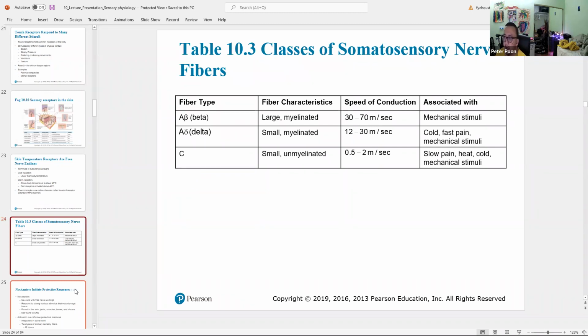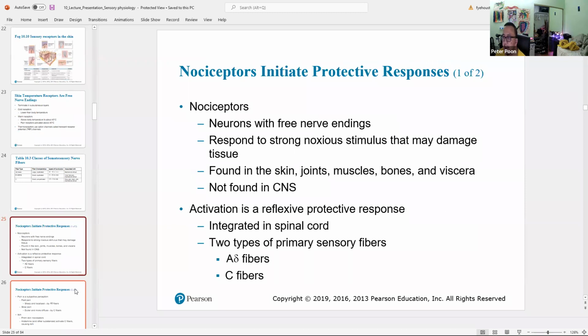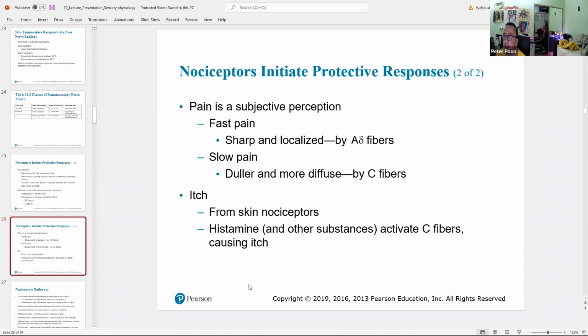So you don't have to know this chart. You don't have to know what those receptors are, and you don't have to know anything else like alpha, delta fibers, and C fibers, etc.